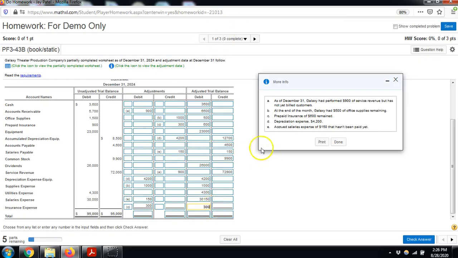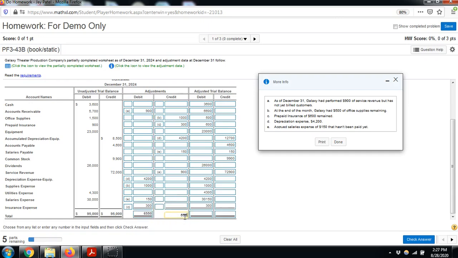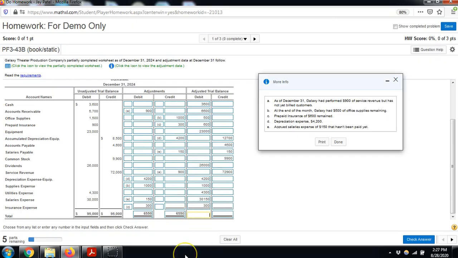So now, let's add up our columns. So if we do the math here, let's see. This is 65.50. This is 65.50. Add these up.